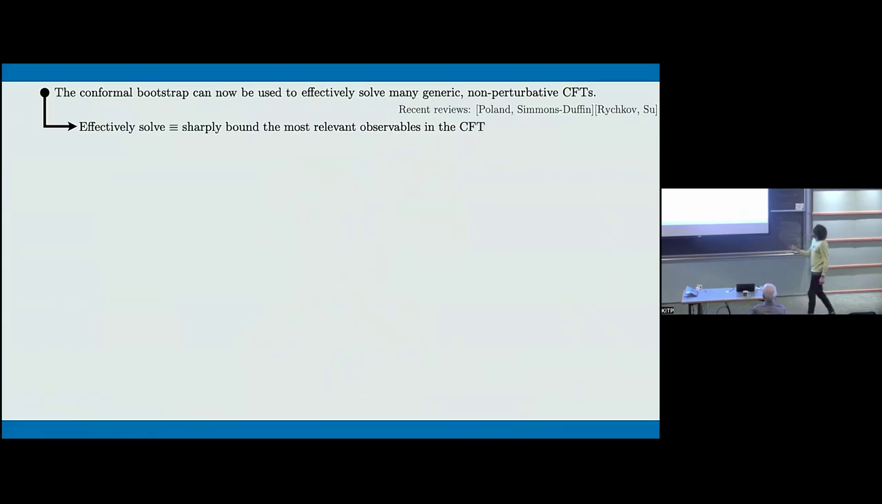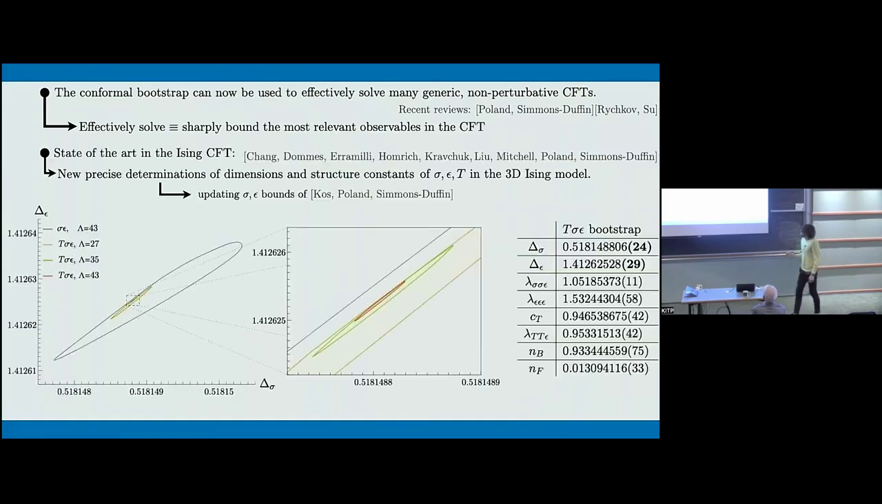So by effectively solve, I mean that it allows us to sharply bound the most relevant observables in these conformal field theories. So for example, we recently released some state-of-the-art study of the Ising CFT, which is an update of the very famous bounds from a few years ago on the sigma epsilon system.